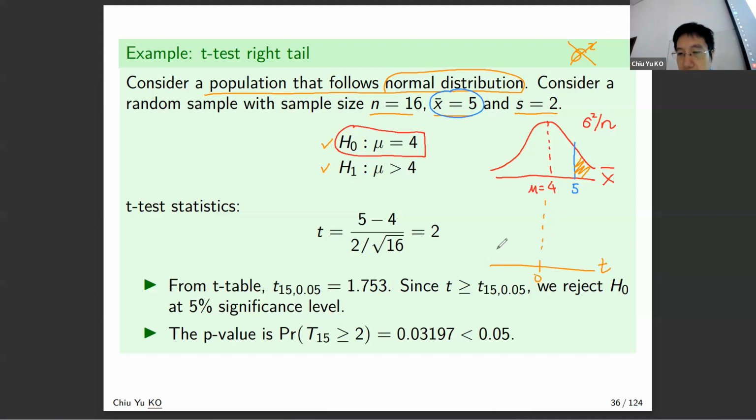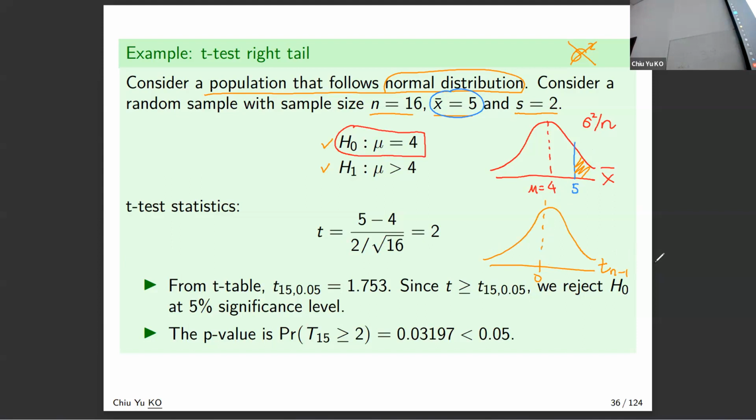Okay, I can convert this. Actually, it's T with n minus 1, right? Because which bell you're following depends on n minus 1, okay? Which version of T, right? T has many versions, right?